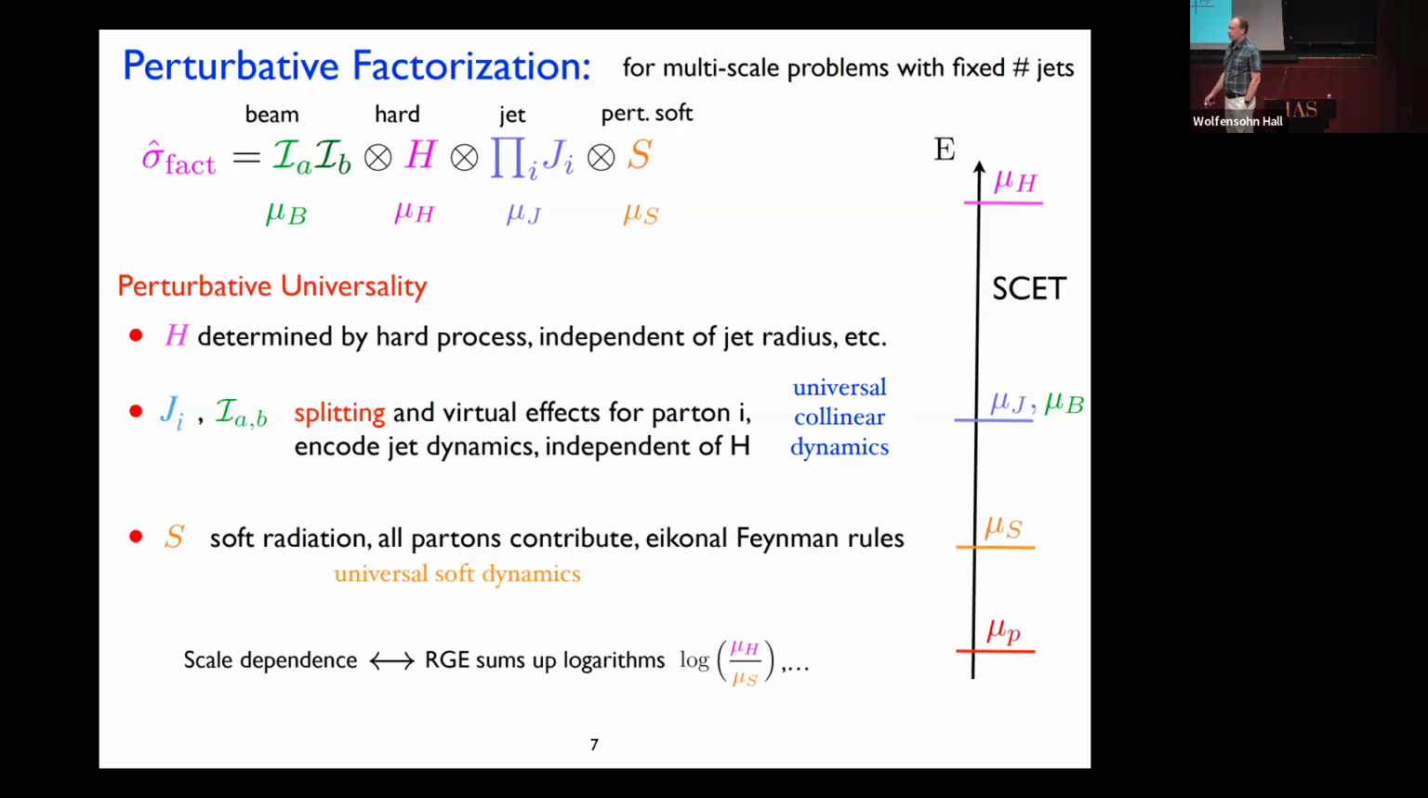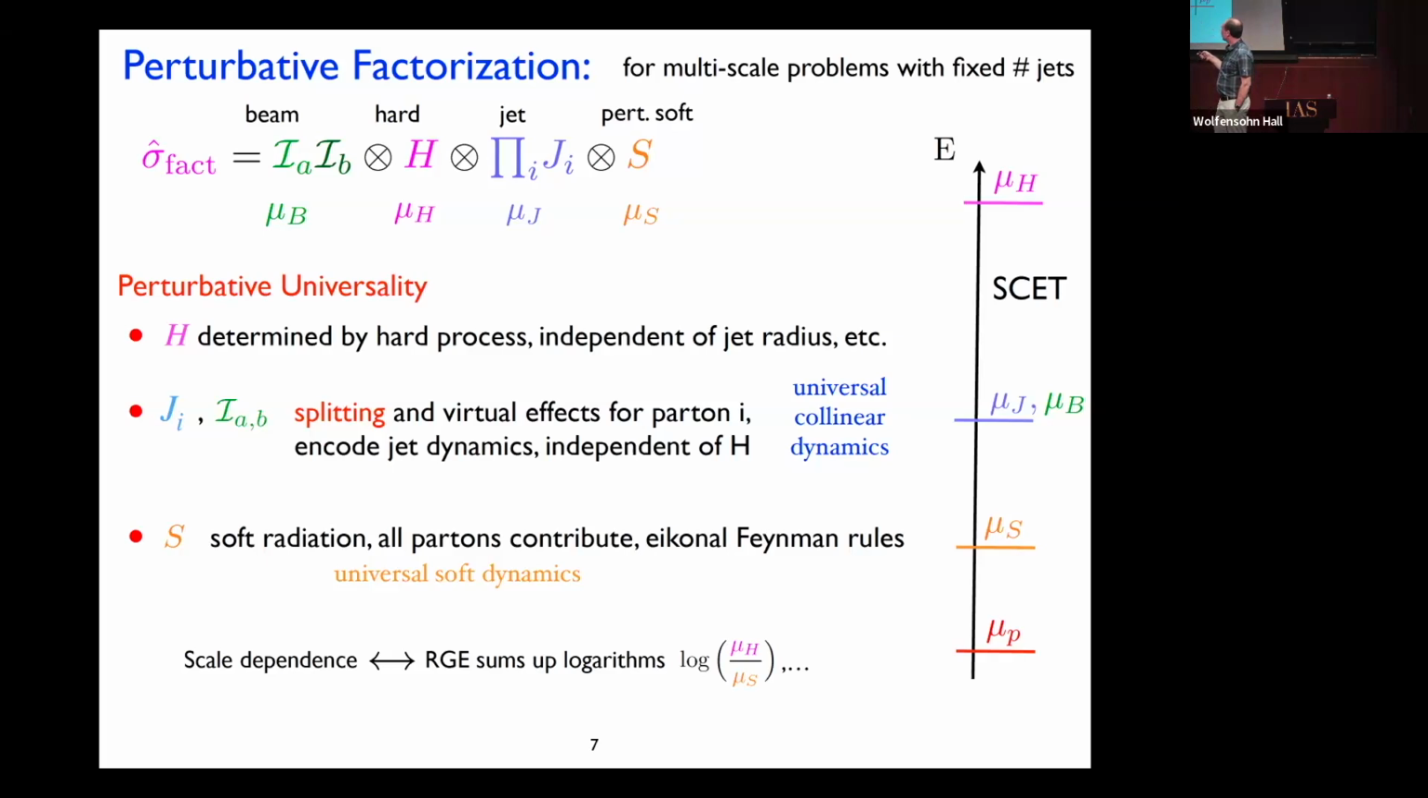And why is that useful? It's useful just like the parton distribution functions are universal. It's useful because you get to recycle your perturbative calculations. If you're doing a perturbative calculation and you can use it for multiple different observables, then that's much more powerful than if you have to do a new calculation for each observable. And that's the situation here.